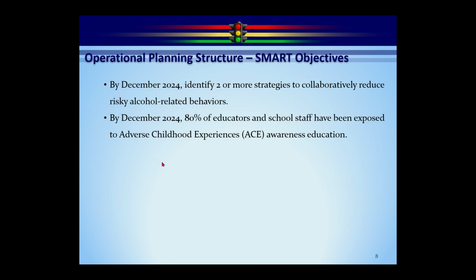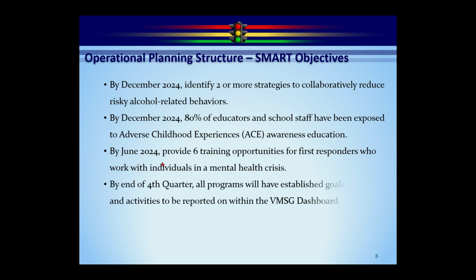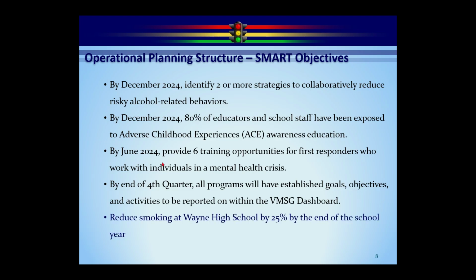By December 2024, 80% of educators and school staff have been exposed to ACE awareness education. By June of 2024, provide 6 training opportunities for first responders who work with individuals in a mental health crisis. By the end of fourth quarter, all programs will have established goals, objectives, and activities to be reported on in the VMSG dashboard. And then we're going to use the same example, reduce smoking at my alma mater, Wayne High School, by 25% by the end of the school year. I think if you look at each of those, they pretty much fit the SMART model.